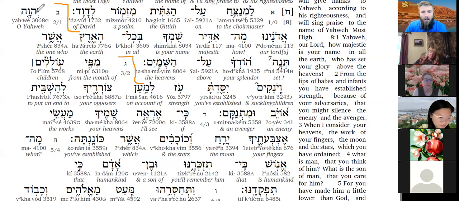Adonai Adonenu, or rather Yod He Vav He Adonenu, our master, our Lord. Ma'adir shimcha. Why is there a meteg right there?